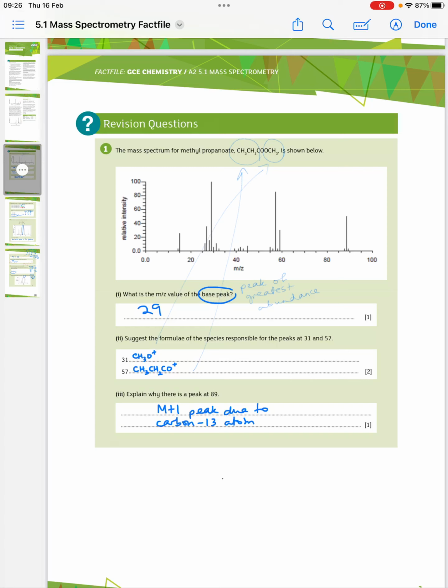Hi, these are the answers for the first Unit 5 CCEA Chemistry A2 Fact File. So it's 5.1 Mass Spectrometry.